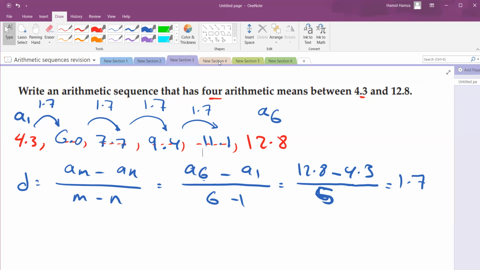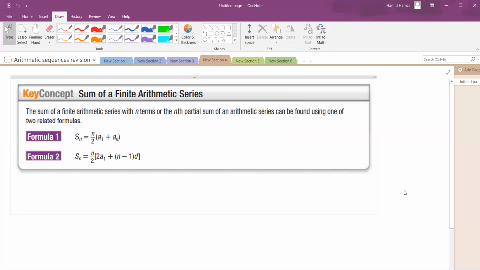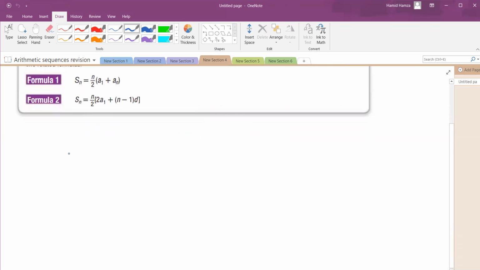Okay, after that, how do we find the sum of terms of an arithmetic sequence? We said the difference between the sequence and series. If I write like this 2, 4, 6, 8, this is a sequence. If I add them, guys, 2 plus 4 plus 6 plus 8, so this plus, that means this will be a series. Okay, guys, so the series is the sum of a sequence.